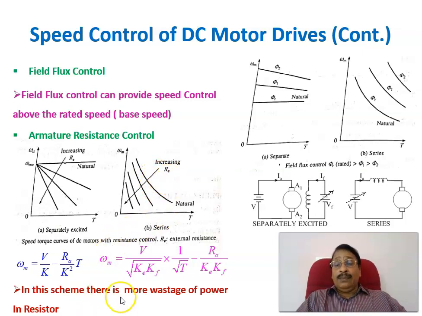Therefore, in the scheme, there is more wastage of power. That is a disadvantage of the armature resistance control. You can change the speed of the motor, but there is a wastage of power in the armature resistance.